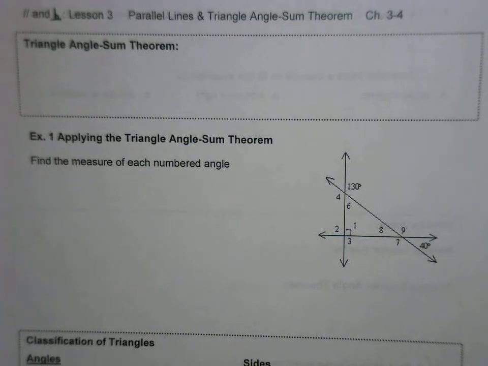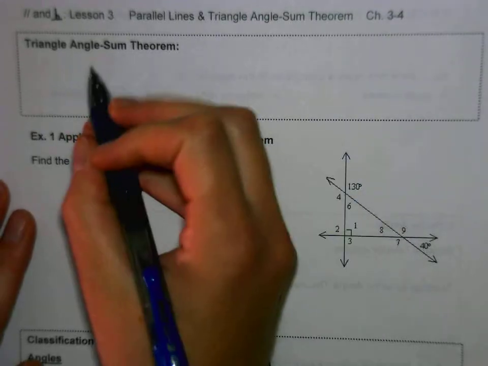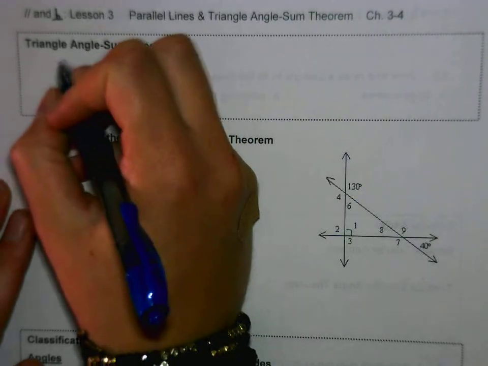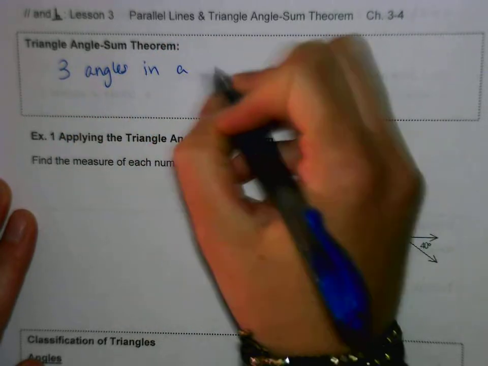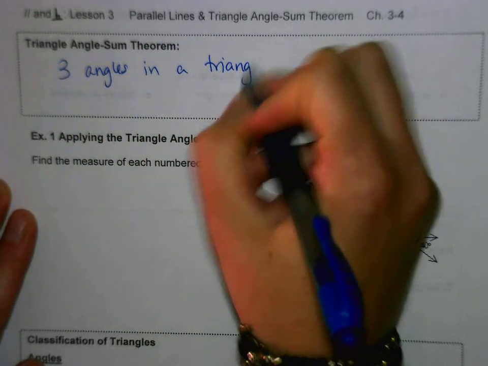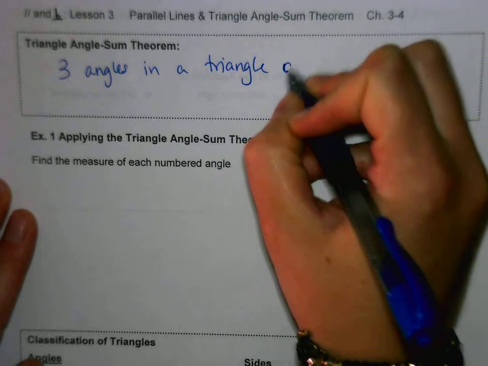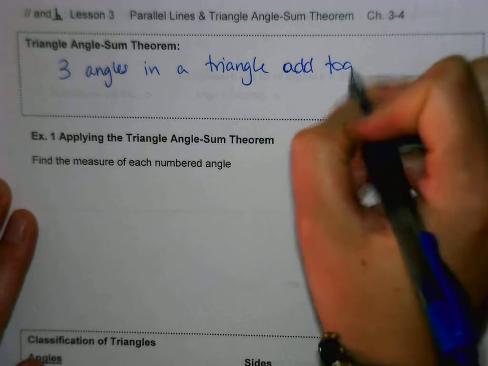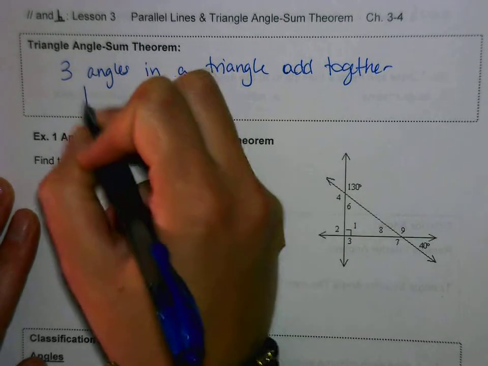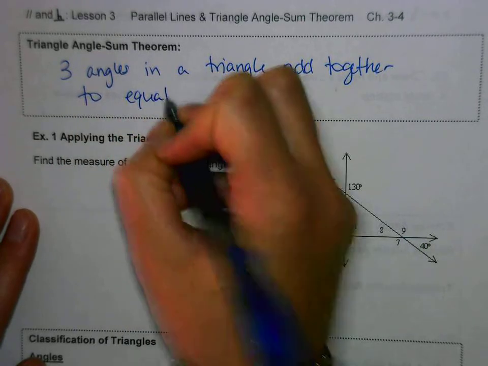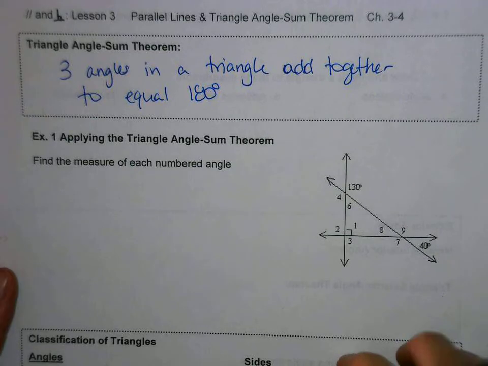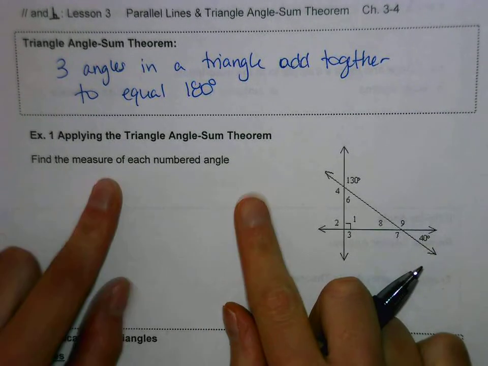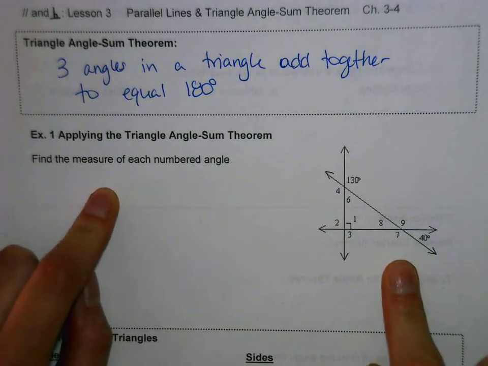Today we're going to be looking at parallel lines and the triangle angle sum theorem. The triangle angle sum theorem states that the three angles in a triangle add together to equal 180 degrees. So let's apply that theorem to this problem.